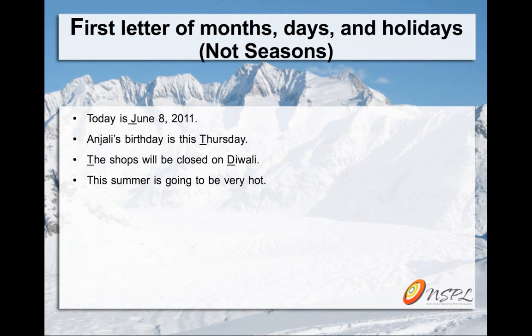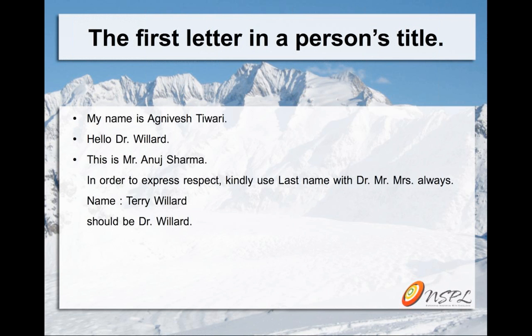Clear? The first letter of a person's name and title should always be capital. My name is Agnivesh Tiwari, so A is capital, T is capital. Hello, Dr. Willard. Doctor is a title, so we use capital D for that. We cannot write small d. This is Mr. Anuj Sharma. Again, M should be capital, not small.